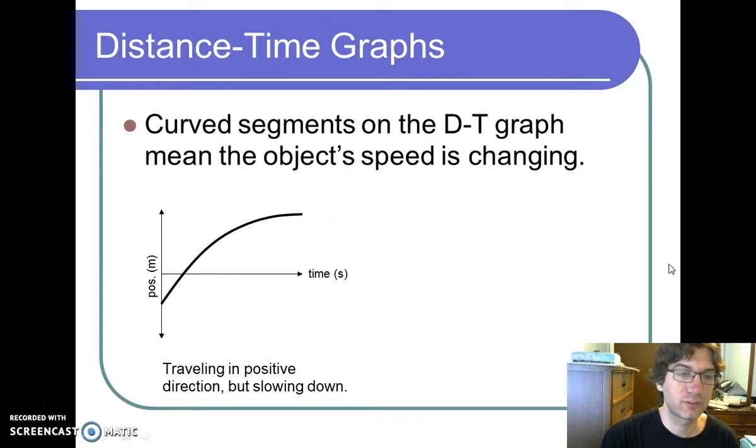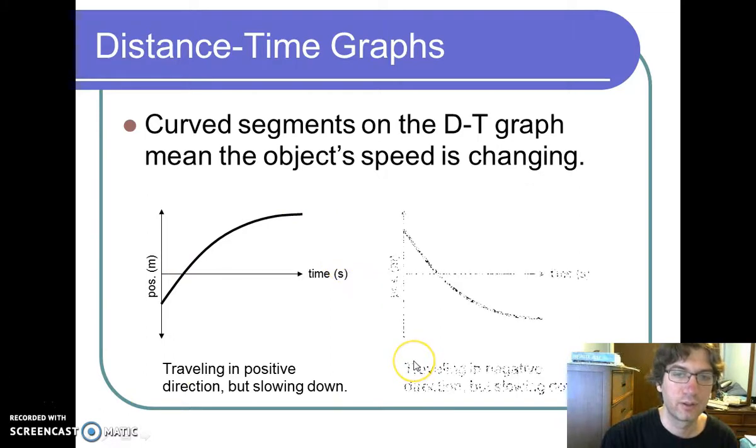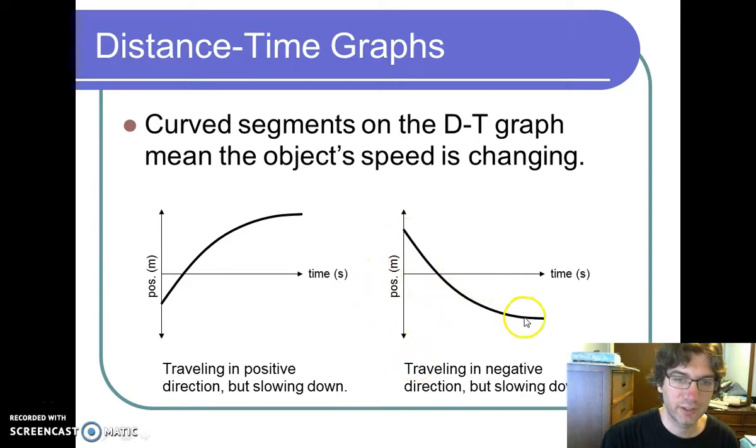Here we're traveling in a positive direction, but as you can see, our slope is actually decreasing, our steepness of our line. Again, slope is steepness of the line. The steepness of the line here is decreasing. So therefore, this is traveling in a positive direction, but it's slowing down. Over here is traveling in a negative direction. Again, our slope is getting kind of flatter as time goes on.